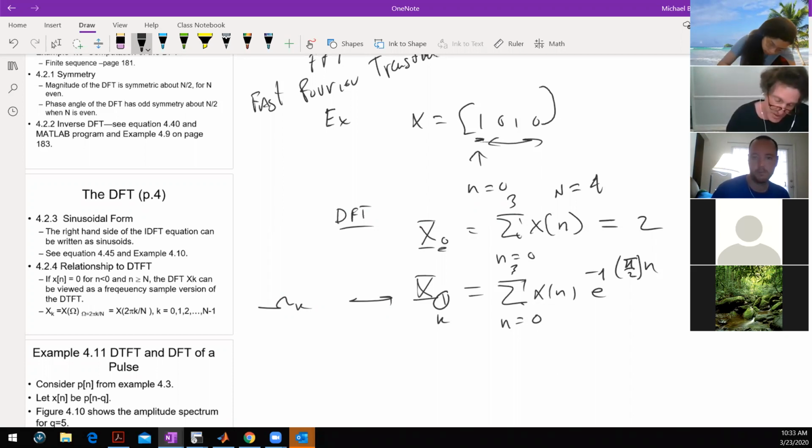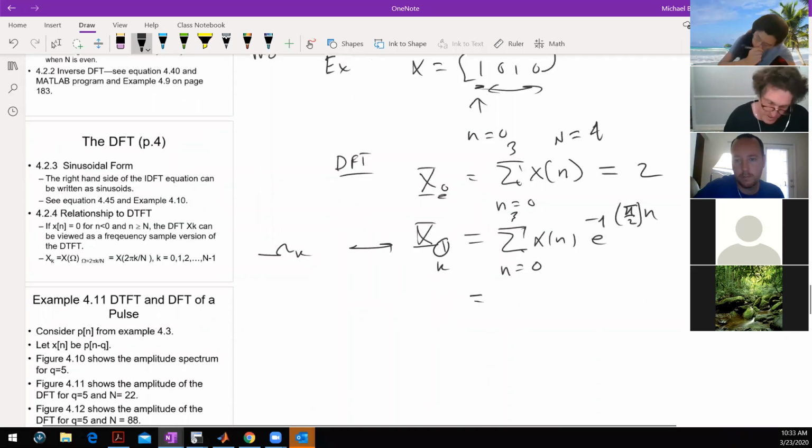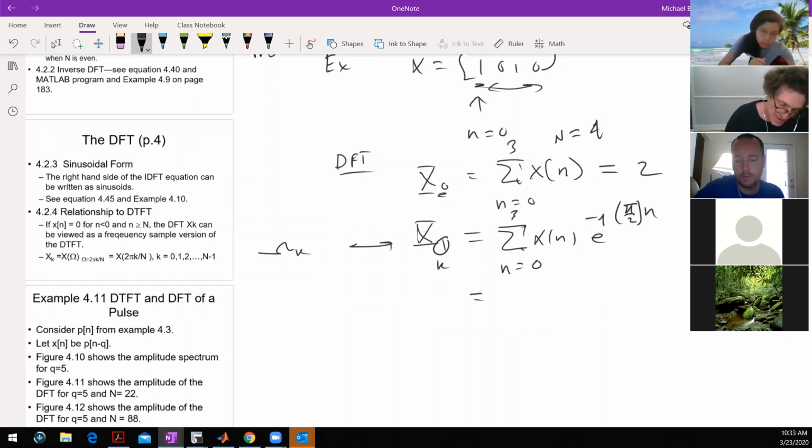Now, what's this value? Go ahead and work it out, you guys. This is classwork. You're at home, you've got computers, paper, pencil. Just do this mathematically. The first data point is 1, at n equals 0, so it's 1 times e to the 0, which is 1. The second one is 0, and 0 times anything is 0, so don't worry about that. The third one is 1, and here n is 2, so this would be times e to the minus j pi. Do you all agree with that?